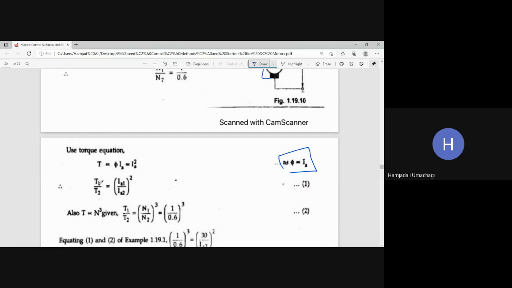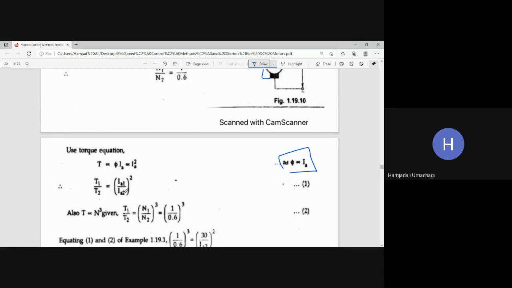So the initial torque, if I take it as T1, the corresponding armature current is Ia1 square. Similarly, the second torque for the reduced speed of 60% will be taken as T2, and the corresponding armature current is Ia2 whole square. T1 with Ia1 square, T2 with Ia2 square. T1 for the initial speed N1, T2 for the new speed N2. This is the corresponding armature current.